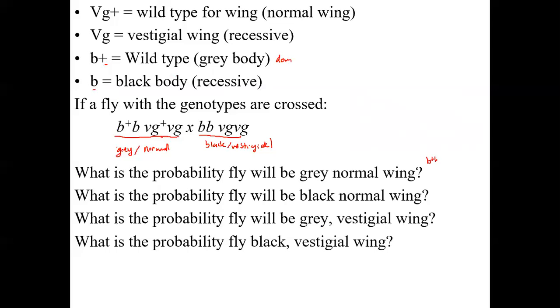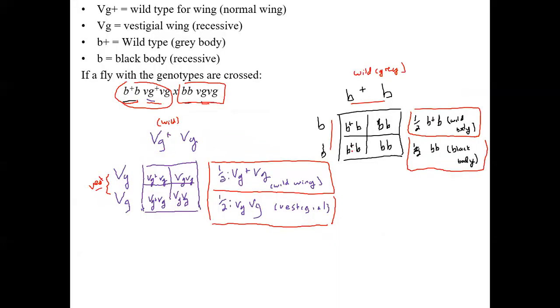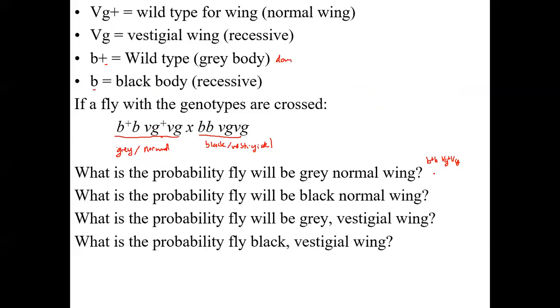So that would be B plus B, and normal wing would be VG plus VG. That's the only possible genotype. I couldn't get B plus B plus because according to my Punnett square, there's no way, according to the parent genotypes, I could get B plus B plus. So this is really the only genotype that I could get.